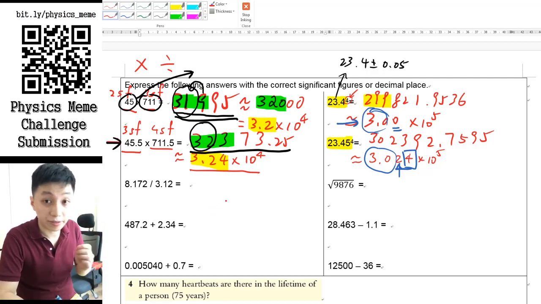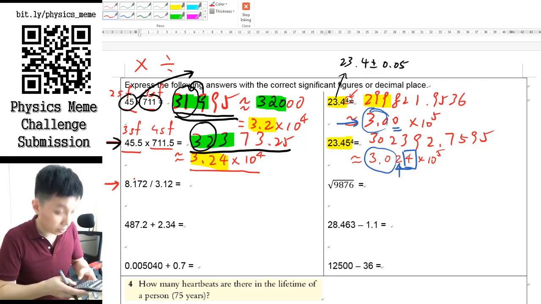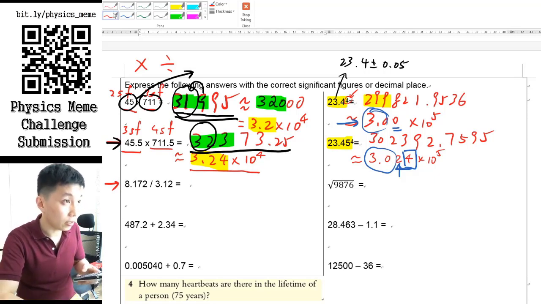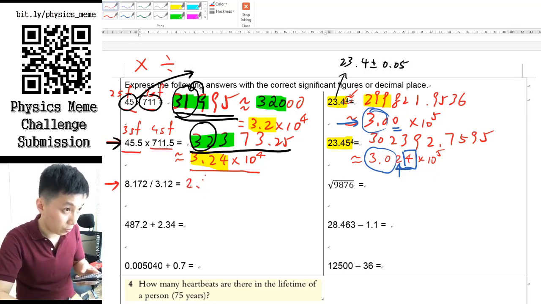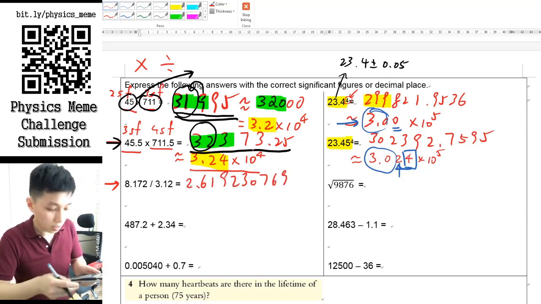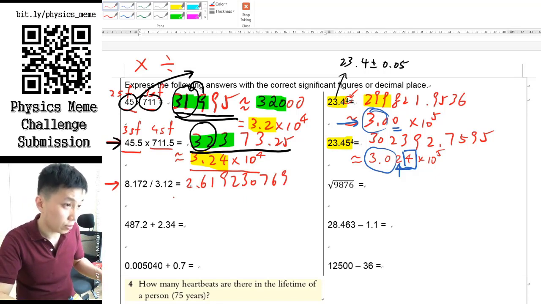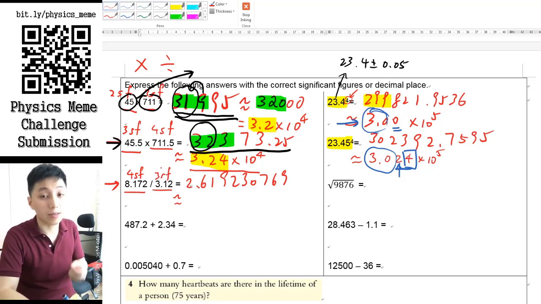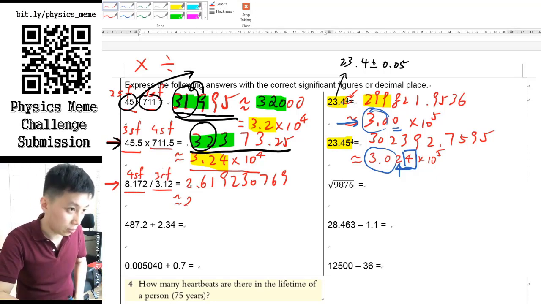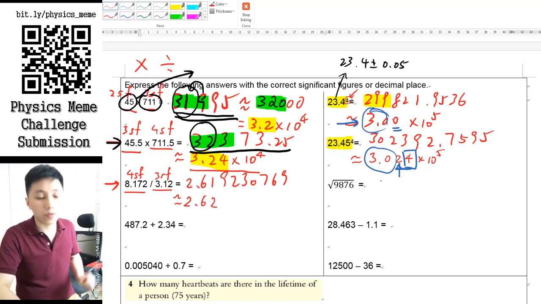So let's do the division also. So here with the next question, using your calculator, you should get a number like 2.619230769. Okay, and again, according to our rule, we take the least sig fig. Here we got 4 sig fig, here we got 3 sig fig, so the final answer should only be taken with 3 sig fig only. So that is 2.62 only. Alright, that's it.